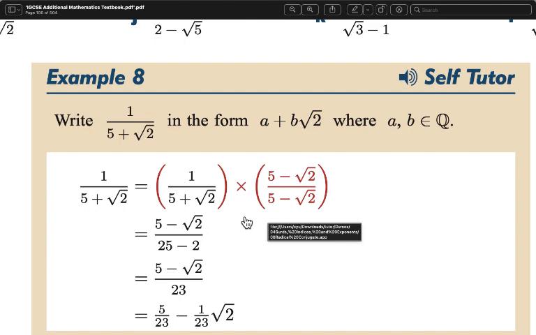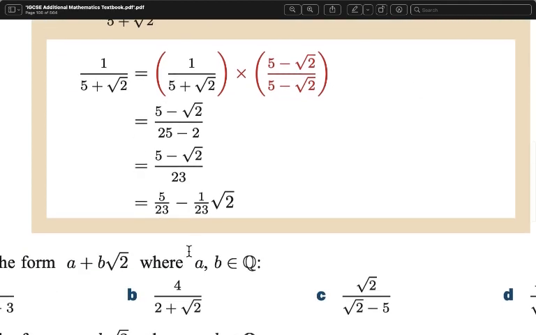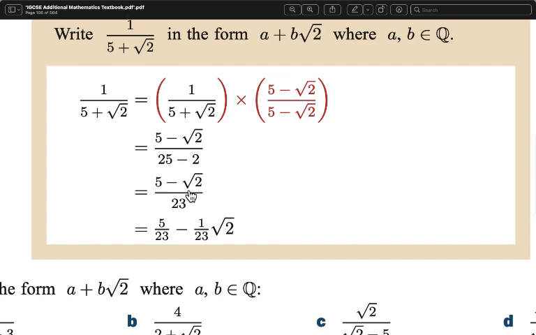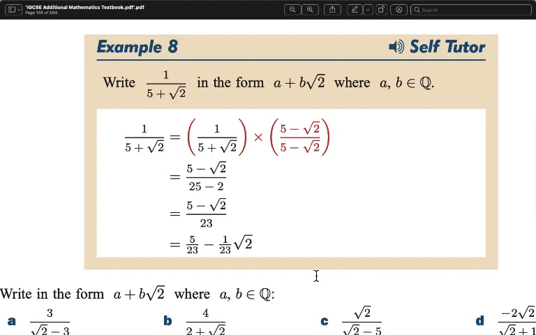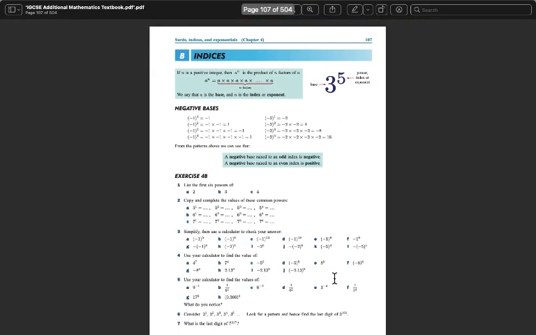The numerator is going to be 1 times 5 minus the root of 2 equals 5 minus the root of 2. How do I write in this form? Writing in the form a plus b root 2, in this case, each of the terms is going to be divided by 23. So 5 divided by 23 is 5 over 23, and minus the root of 2 divided by 23 is going to be minus 1 over 23 times the root of 2, as it asks you to write in the form of b root 2. b is going to be minus 1 over 23.